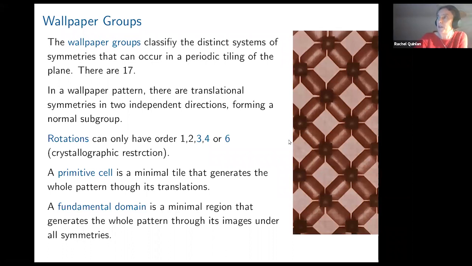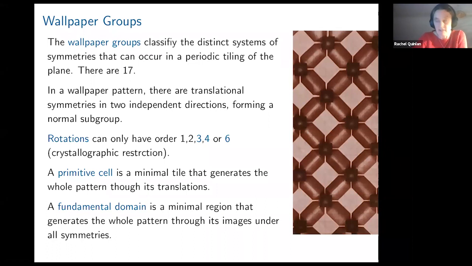So in a wallpaper pattern, we have translations in 2 independent directions. So maybe vertical and horizontal if it's a tiling with squares, but the angle between them can be anything except 0, I guess. And so we have this system of translational symmetries within the wallpaper pattern. That might be the entire story. There might not be any other symmetries besides the translations, in which case the group of symmetries is a free abelian group of rank 2, but in any case, it always has this system of translations within it.